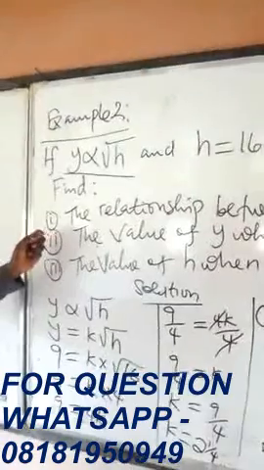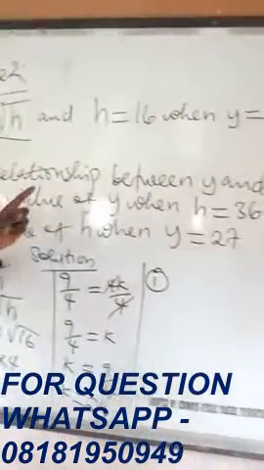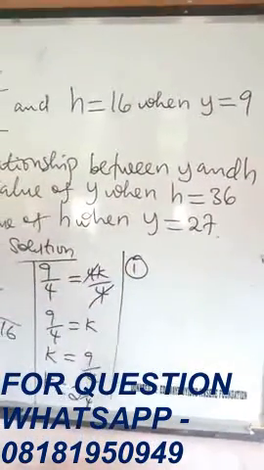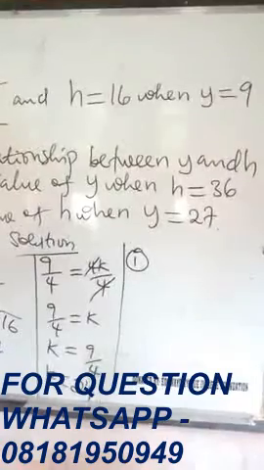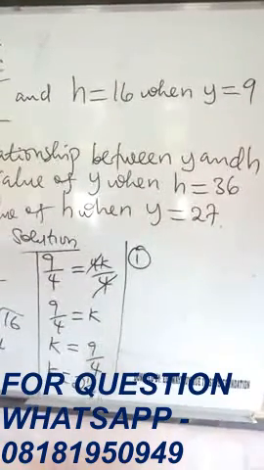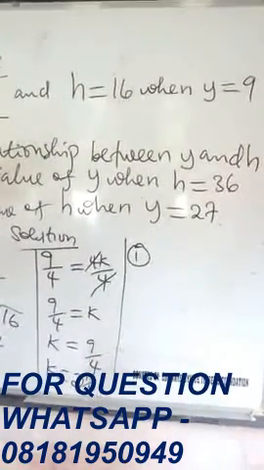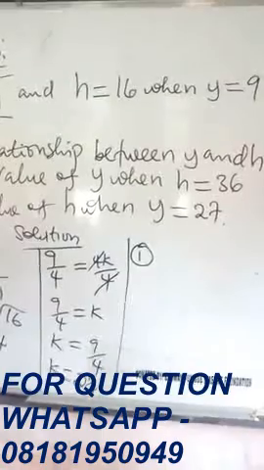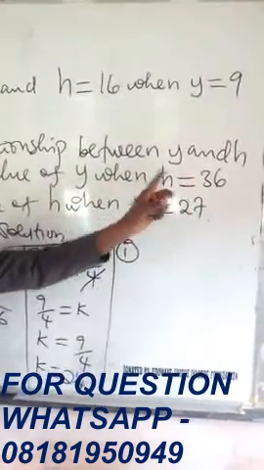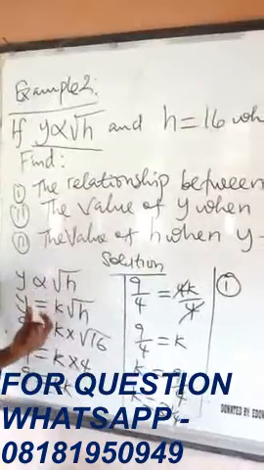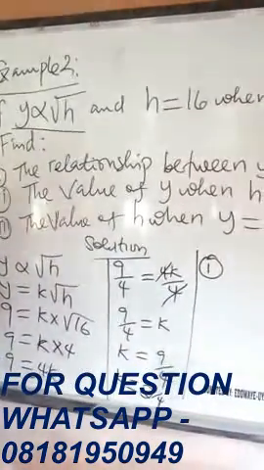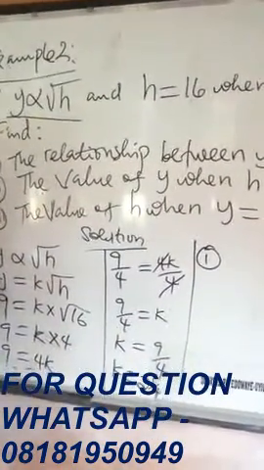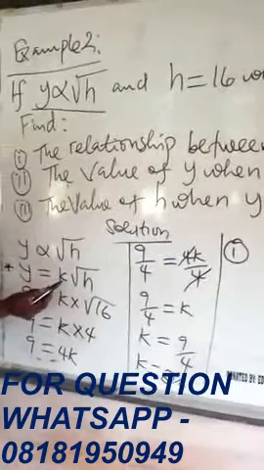Now, what is the formula that connects y and h? Or find the relationship that exists between y and h. It's still the same thing. What you do here is substitute for your constant in your real equation now. This is your real equation, the one you multiply with a constant k.